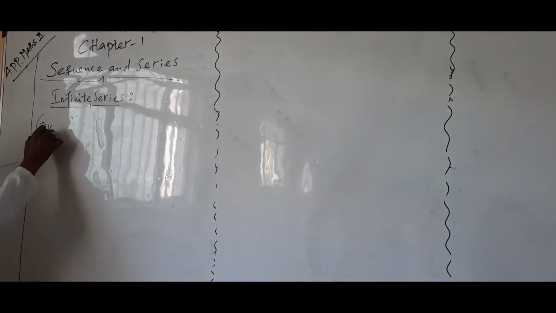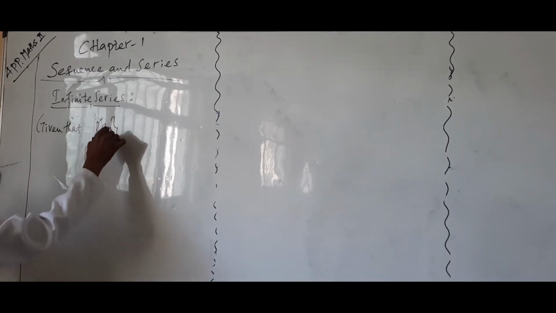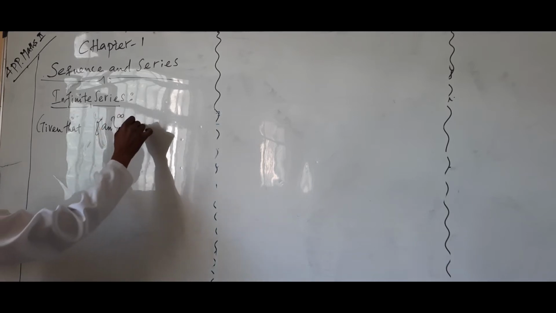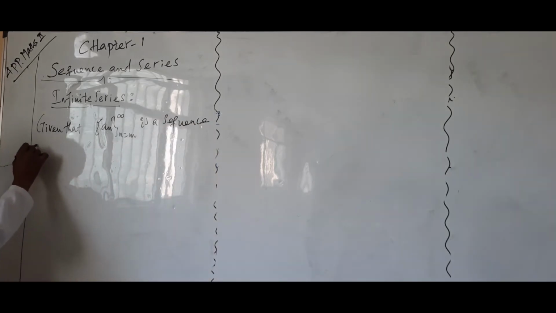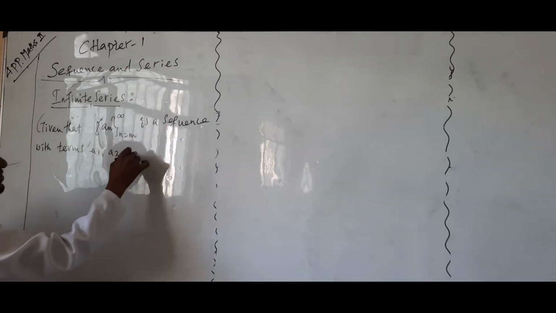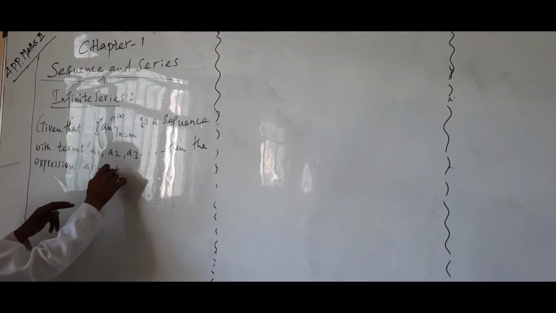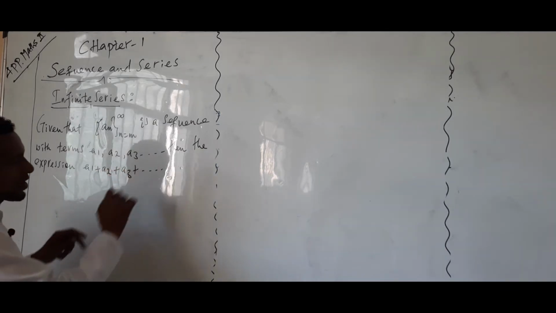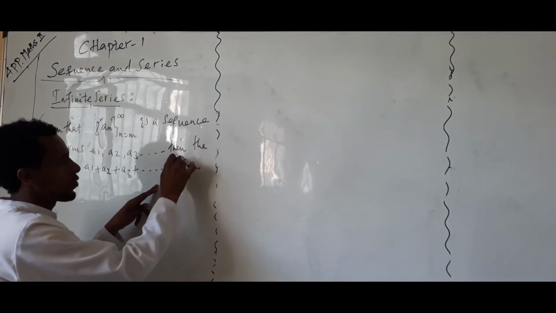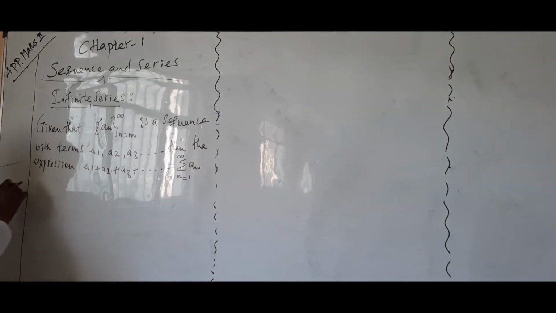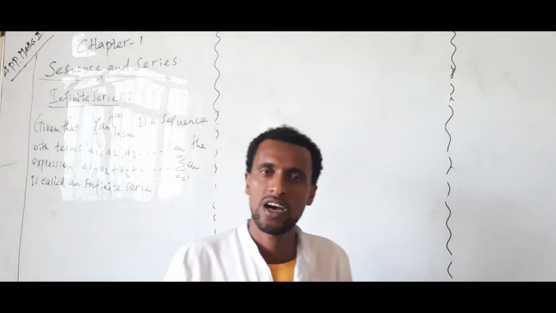Given that a_n, n starting from 1 to infinity, is a sequence with terms a1, a2, a3, then the expression a1 plus a2 plus a3 plus and so on, that can be written as the sum of a_n when n starts from 1 to infinity, is called an infinite series. So an infinite series is the sum of all terms of the sequence.